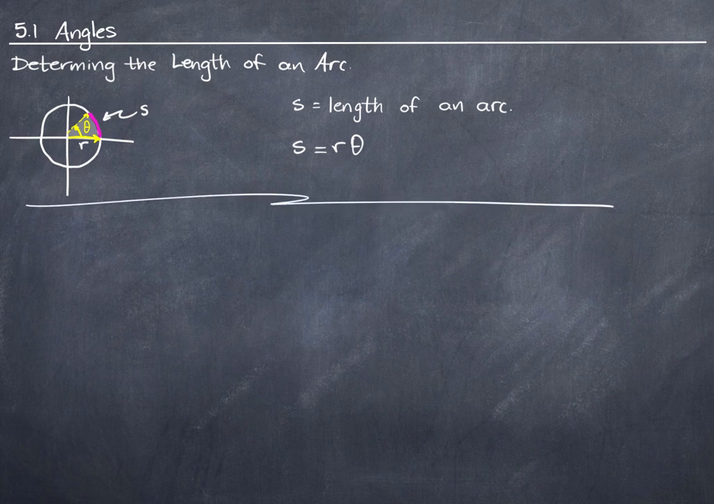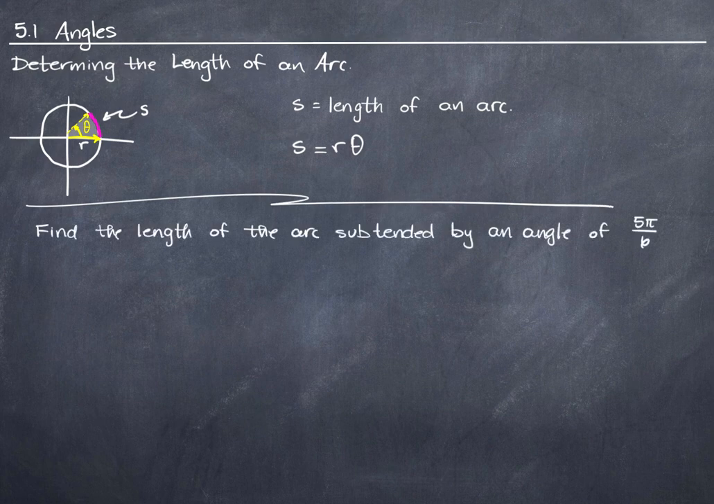So let's try one. Find the length of an arc subtended by an angle of 5 pi over 6. The word subtended means swept out, or the length of an arc cut off by an angle. So first of all, if we want to picture what the situation is here, we need to figure out what an angle of 5 pi over 6 is. We're going to be doing a lot of this throughout the term, but for right now, let's just use this as an example.